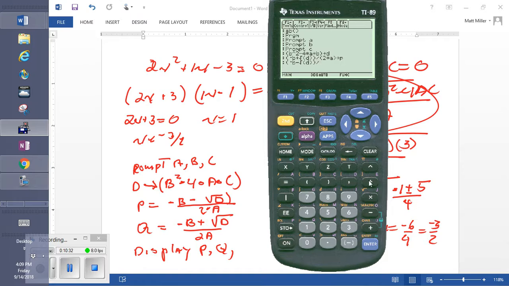Divide it by 2 times alpha A. And this is going to be assigned to alpha Q. Alpha Q.